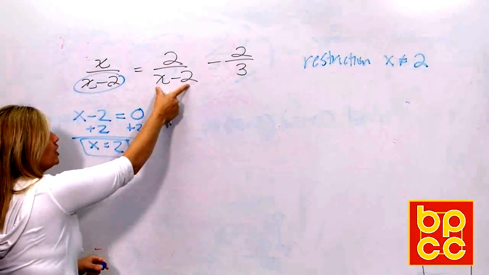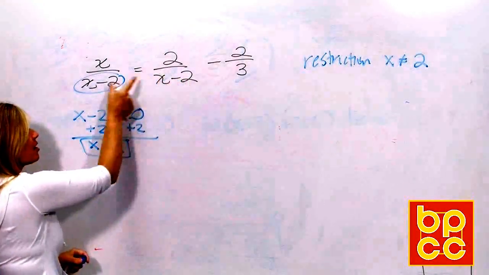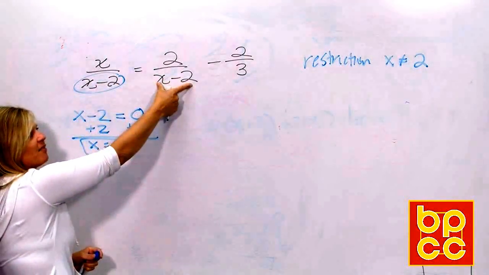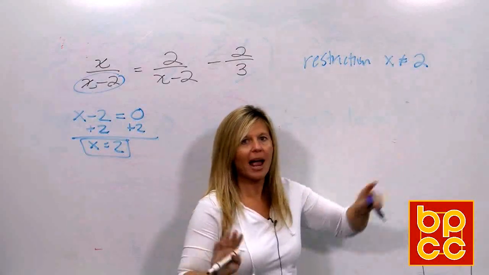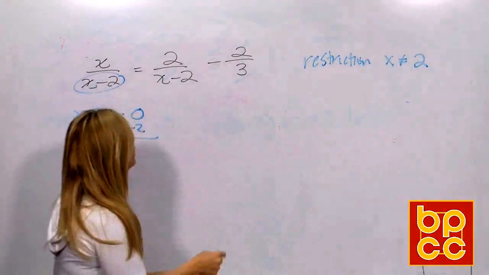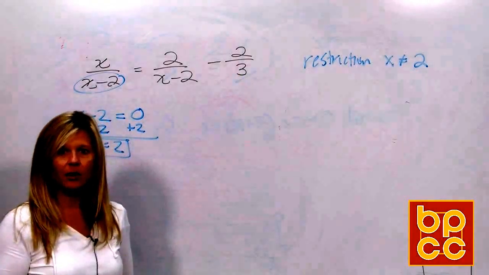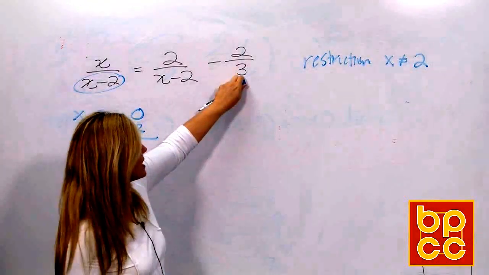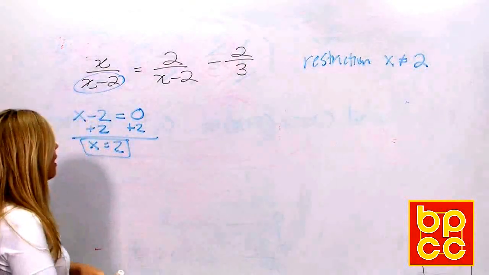Now, do we have to do the restriction here? Well, technically, yes, because there's an x. But if you look, this denominator is exactly like this one. So this would have the same restriction. We don't need to write that twice. We got it. The number x cannot be is 2. The third denominator is what? It's a 3. Can you divide something into 3 groups? Sure you can. Because that's a number and there's no variable, we don't have to worry about it.